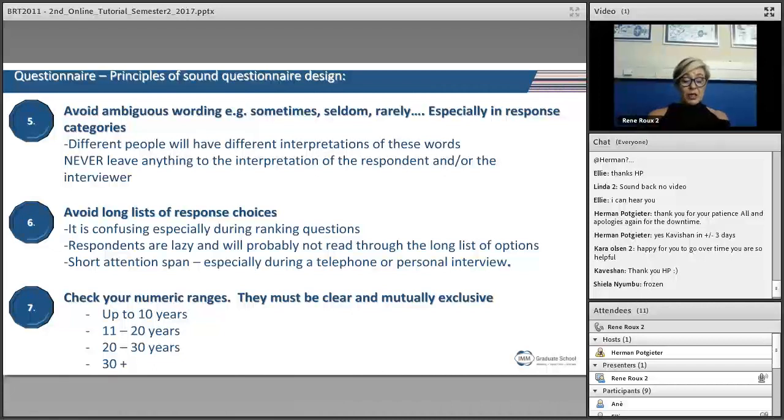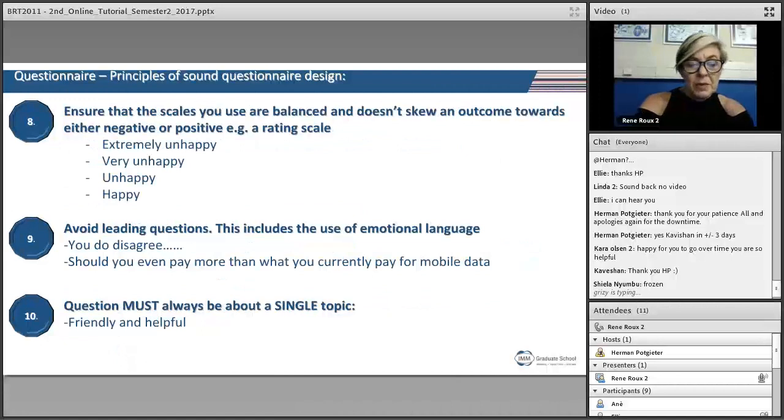If you have questions with numeric ranges, make sure that they're clear and they're mutually exclusive. Look at the example. Up to 10 years, 11 to 20, 20 to 30. If I'm 20 years old, which category am I now going to tick? 11 to 20 or 20 to 30? So you confuse the participant and your data will not be 100% correct. So it must be mutually exclusive.